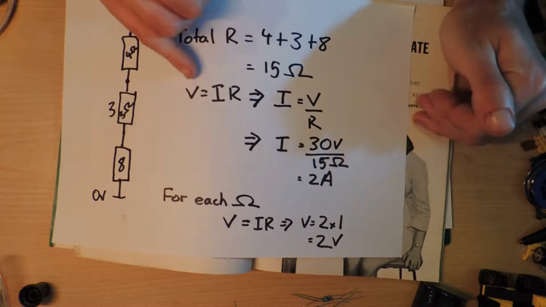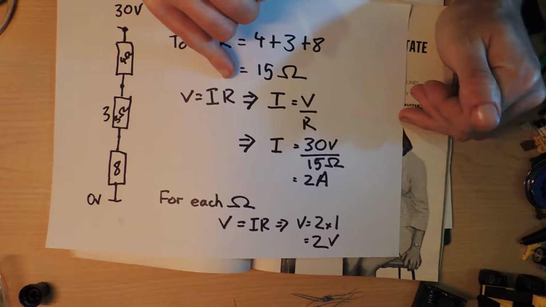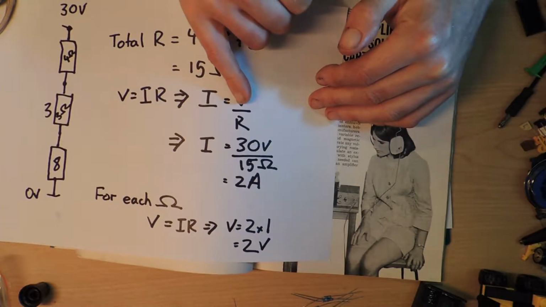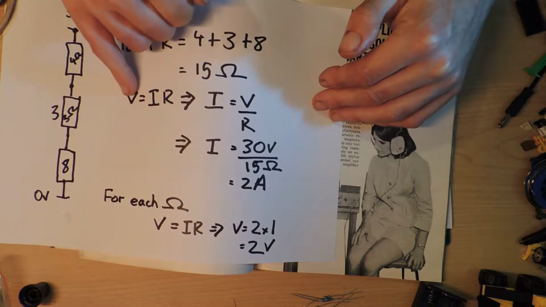And we know from Ohm's law, which is V equals IR, which you can rearrange to I equals V divided by R. So I just move the R underneath the V.